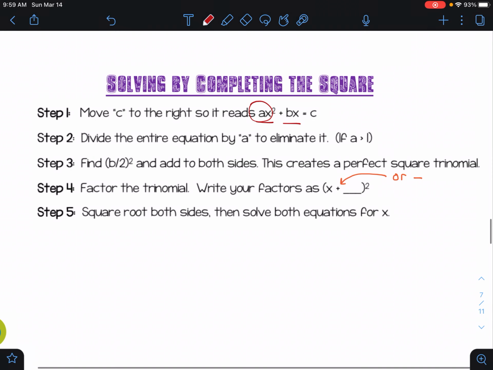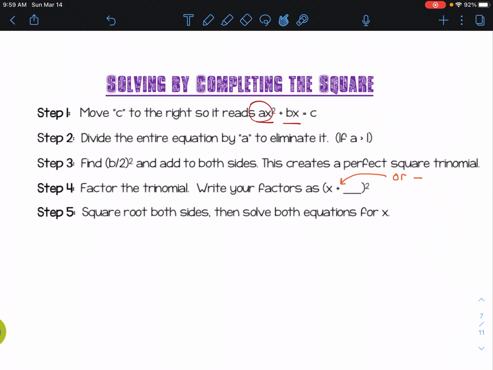Then step 3, you're going to take half of b, square it, and add it. Now, because it will now be an equation, you'll need to add it to both sides. And you'll see what I mean here in a second. Then you will factor it. You should be able to then write it as a binomial squared. And you'll write it as (x + something) squared, or maybe (x - something) squared. And then you're going to solve. You'll need to get rid of that squaring, so you'll take the square root of both sides, and we'll go from there to solve for x.